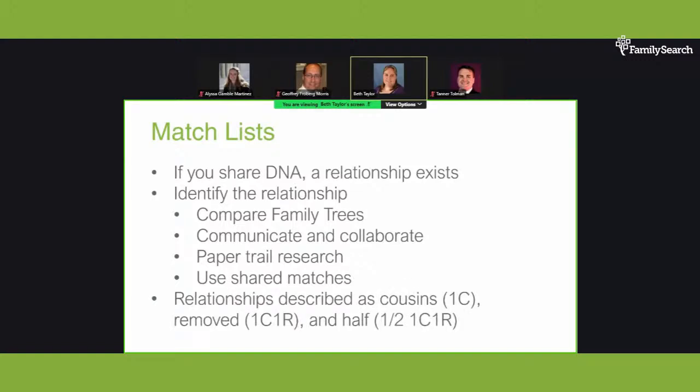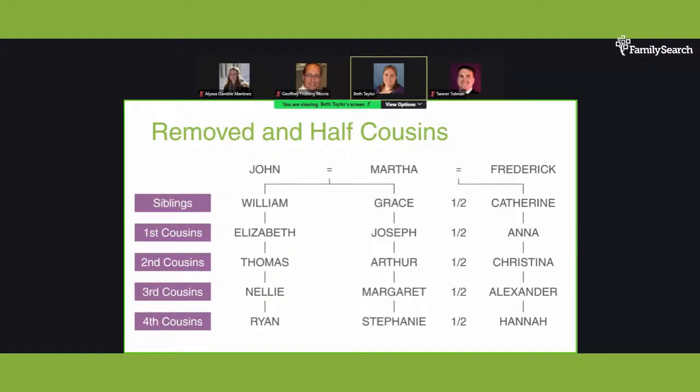And then those relationships, like I mentioned earlier, are going to be described as cousins, cousins removed, and half cousins or half cousins removed. So if you're not comfortable with these terms, if you're not sure what the relationship is, just keep in mind that you'll want to learn this. And I know I'm going to go through this a little bit more in my class this afternoon. But just keep in mind, if we're saying John and Martha married, and they had children named William and Grace, and William had a daughter, Elizabeth, Grace had a son, Joseph, and so forth. And then Martha married a second time to Frederick and had a daughter.